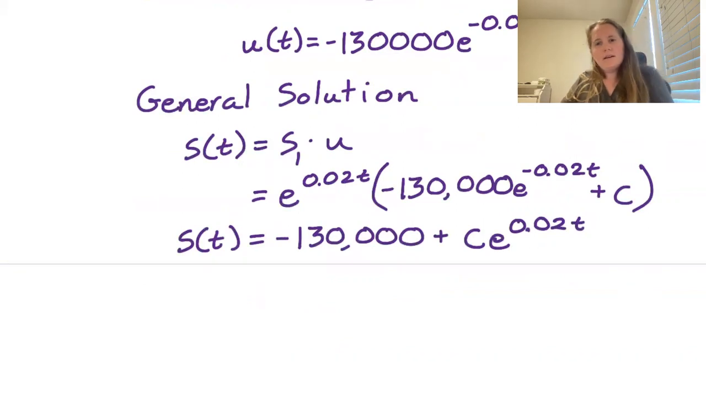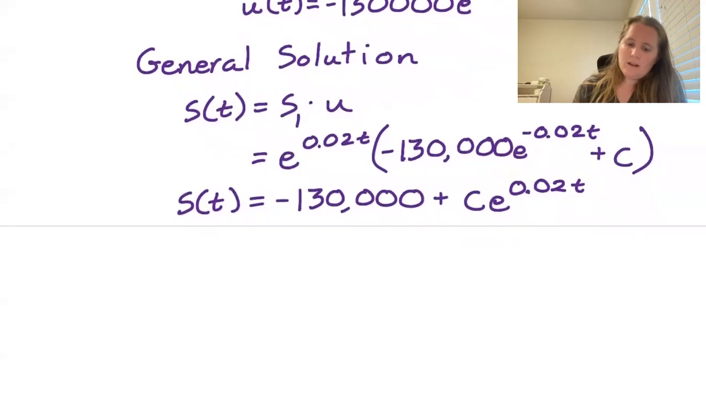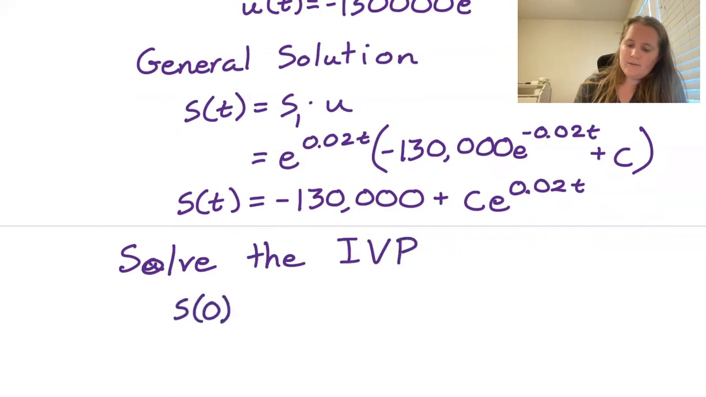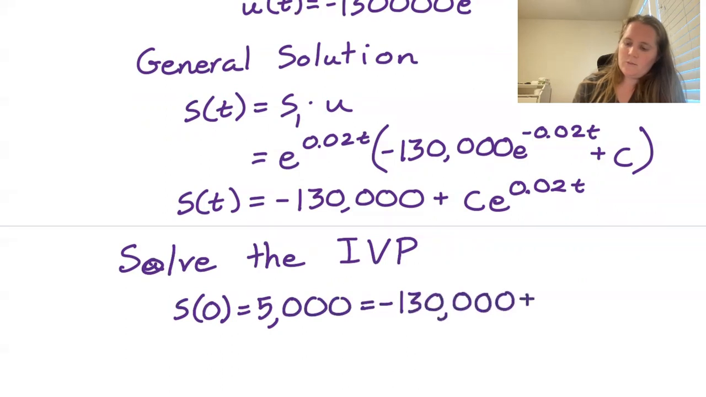So unlike the original compound interest problem, where our solution just took that generic form, this one, because it is a non-homogeneous linear equation, we have a little extra added on. Now we'll solve the particular, so solve the IVP. We know that S of 0 is 5,000. Set that equal to negative 130,000 plus C e to the 0.02 times 0.